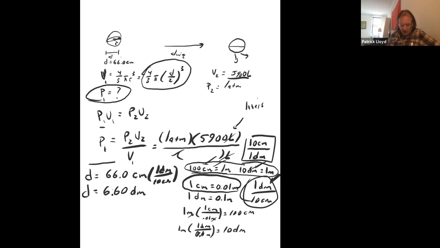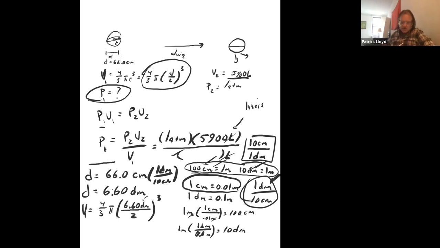So now the volume, okay, I'm sorry, volume 1, is going to be equal to 4/3 times pi times the diameter in decimeters, 6.60 decimeters, over 2, right? Because we got to get the radius. This is the diameter in decimeters, but we want the radius, so we divide it by 2. And then we got to cube it. 4/3 pi r cubed, okay?